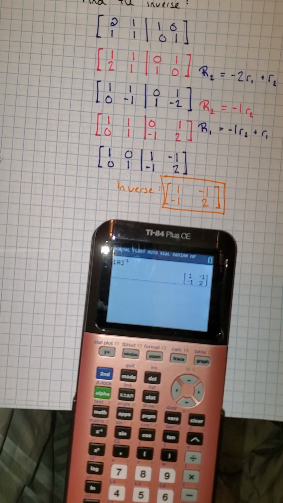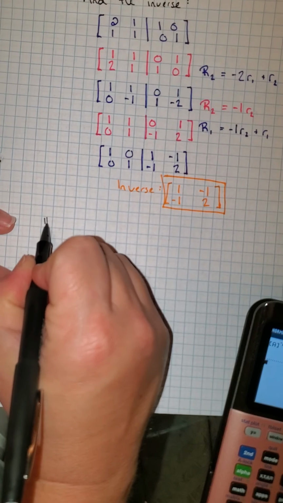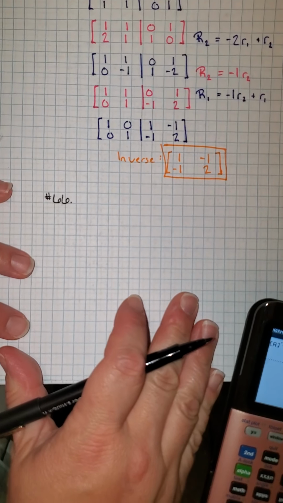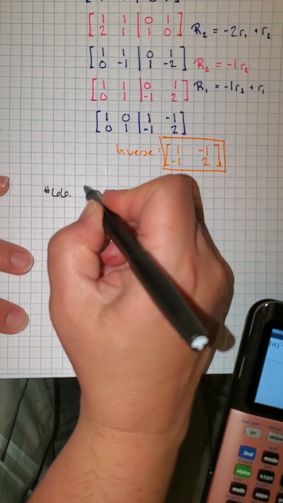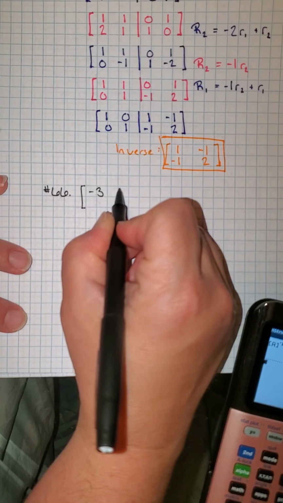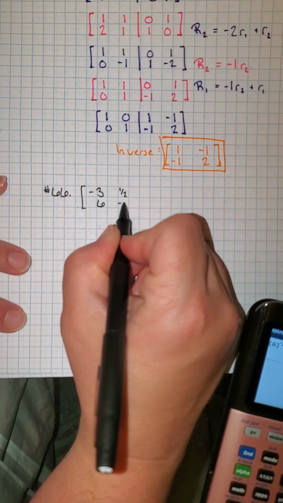I just want to show you something real quick. I'm not going to go through the steps of it. I just want to kind of show you that it does happen, that not everything will have an inverse. So let's say you have this matrix, negative 3, 1/2, 6, and negative 1.